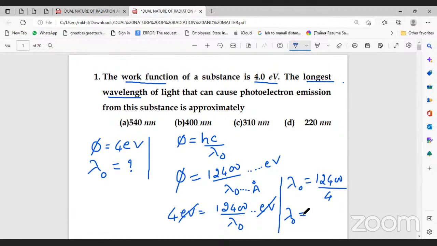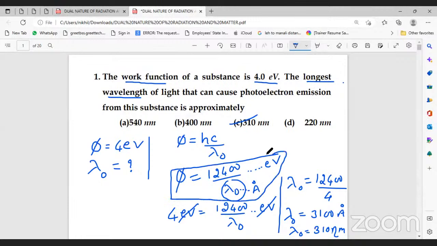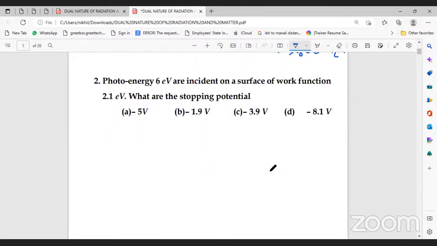What is 12400 by 4? 3100. What is the unit? Angstrom, because this wavelength should be in angstrom. So option C is the answer. Option C, 3100 angstrom, can be taken as 310 nanometer. So for competitive exams, you can use this formula directly for the work function. Instead of using hc by lambda, you can make use of 12400 by lambda naught. So option C is the right answer.